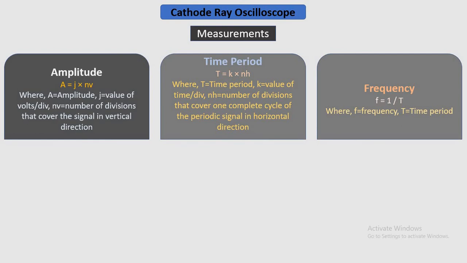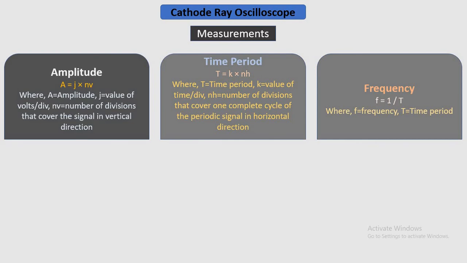And therefore we will get the time period of the signal which is present on the screen of the CRO by using this formula, that is T is equal to K into NH, where T is the time period, K is the value of time per division, and NH is the number of divisions that cover one complete cycle of the periodic signal in the horizontal direction.